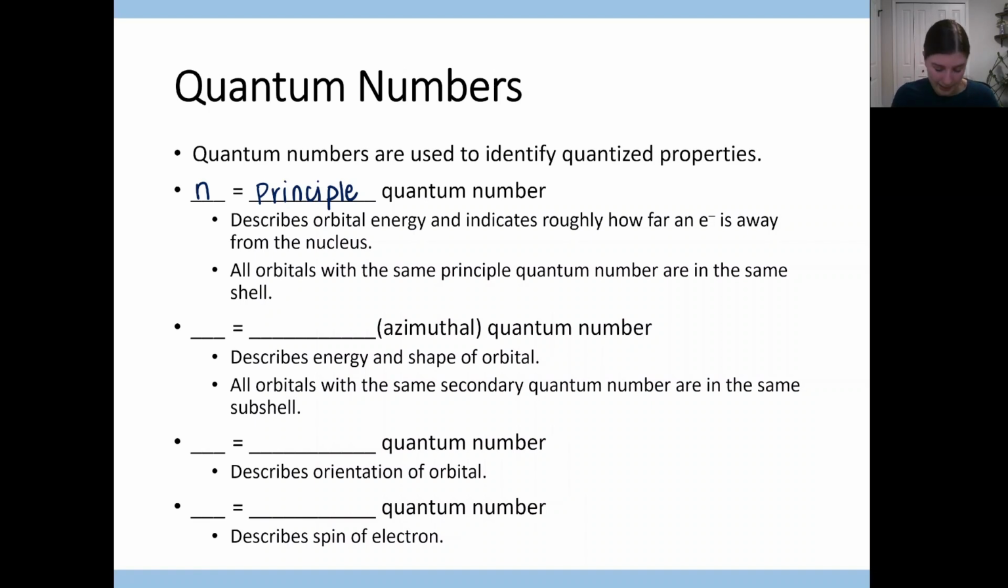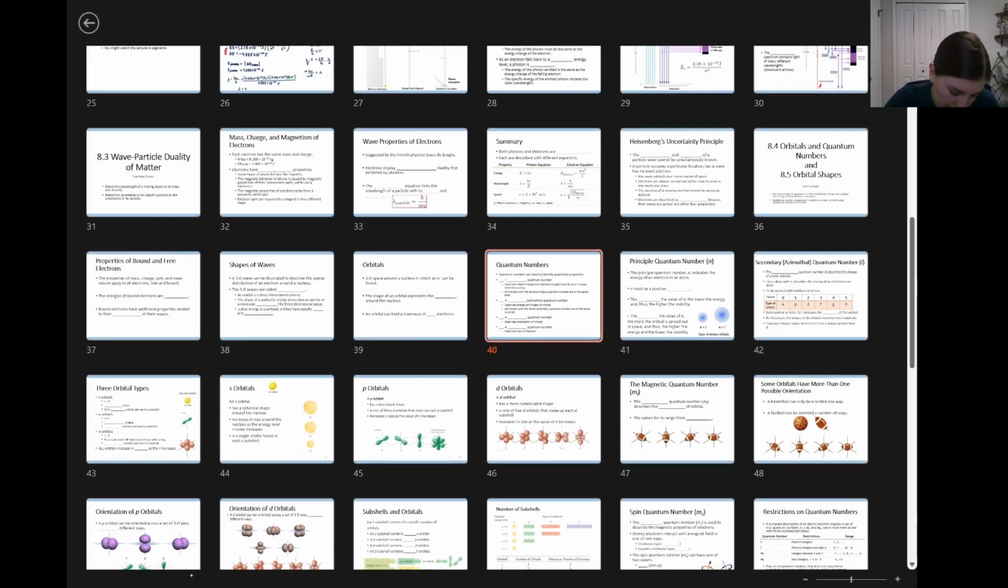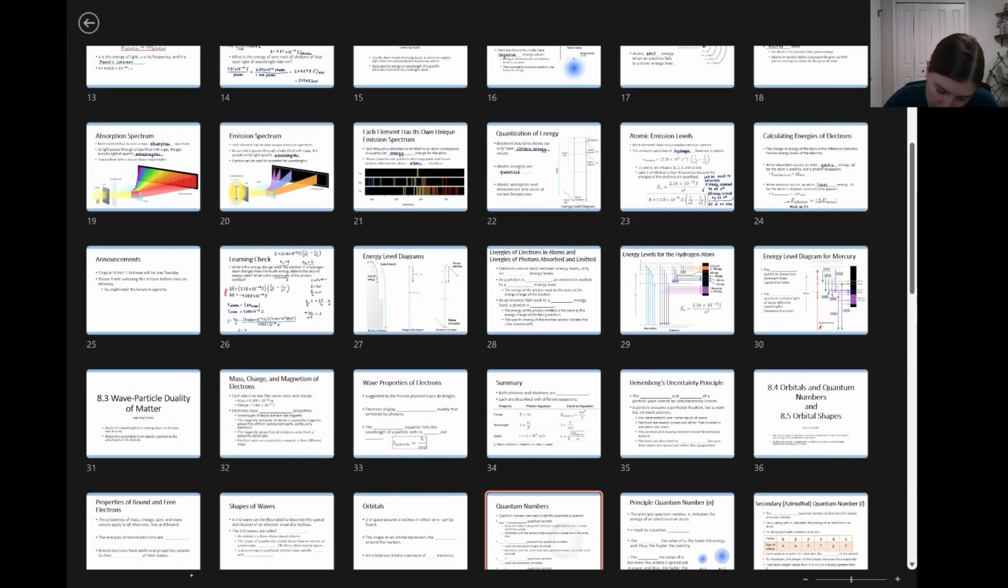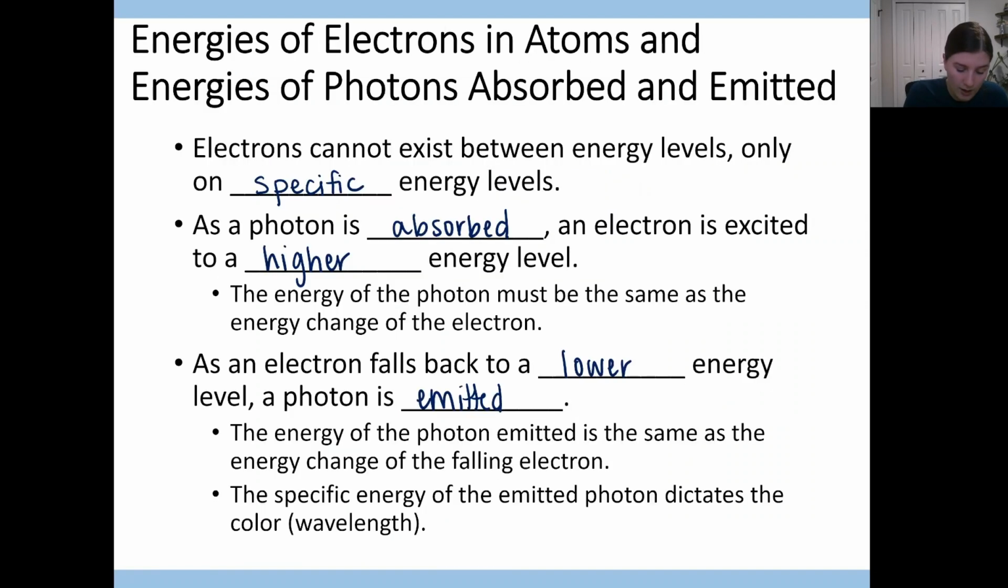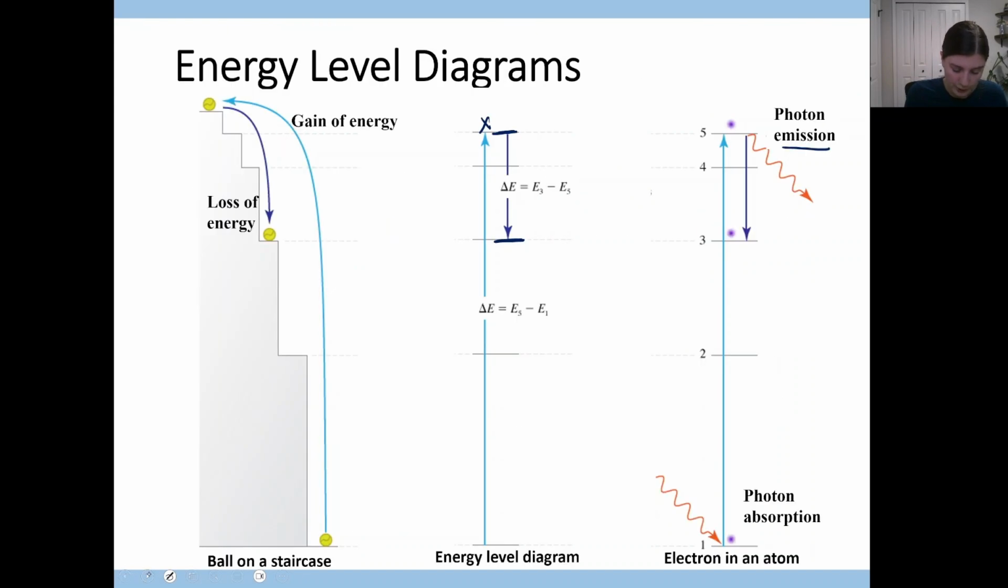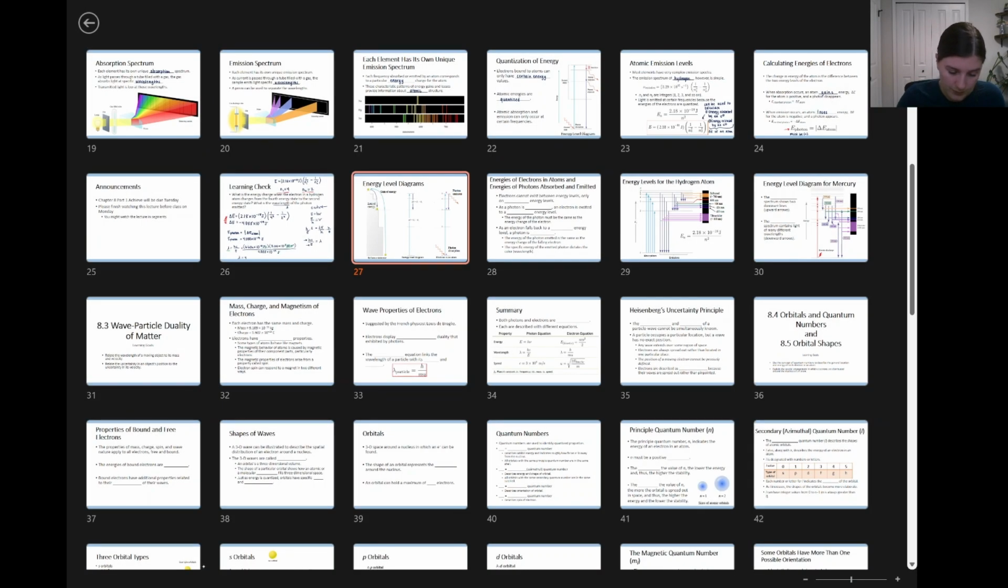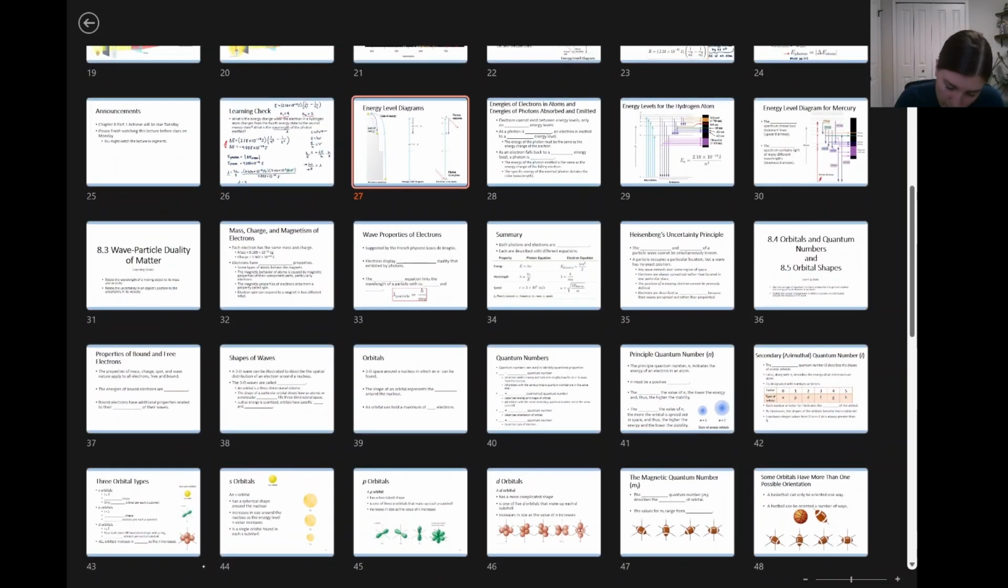When we were looking at energy diagrams, let me go back to this slide. Like for this energy diagram for the hydrogen atom, notice that the y-axis is the letter n. So all of these are principal quantum numbers. Generally, orbitals with the same principal quantum number are the same energy. All right, let's go back down to our slide.